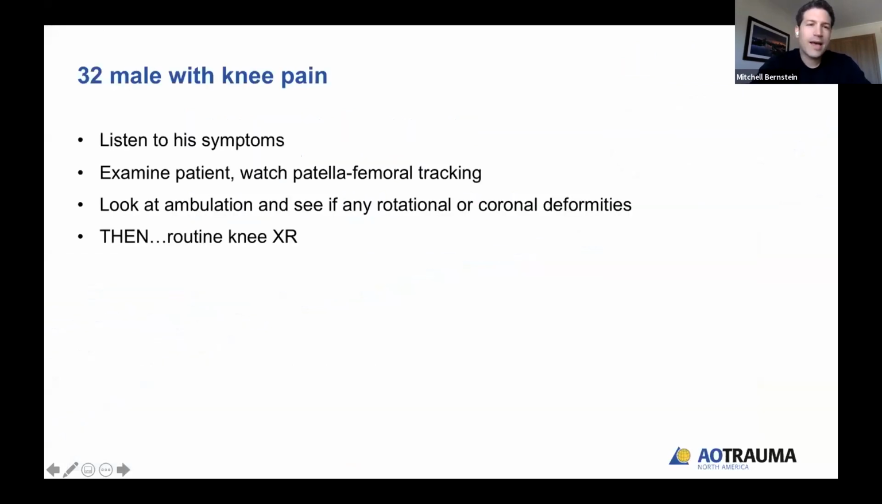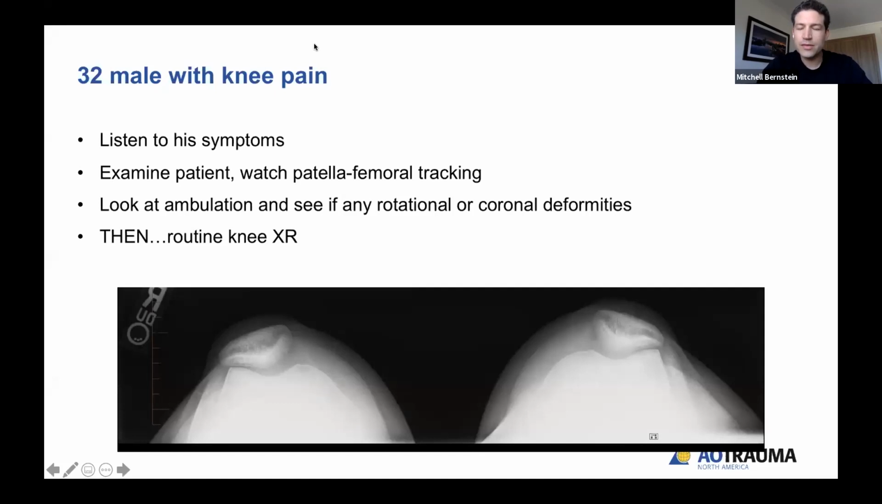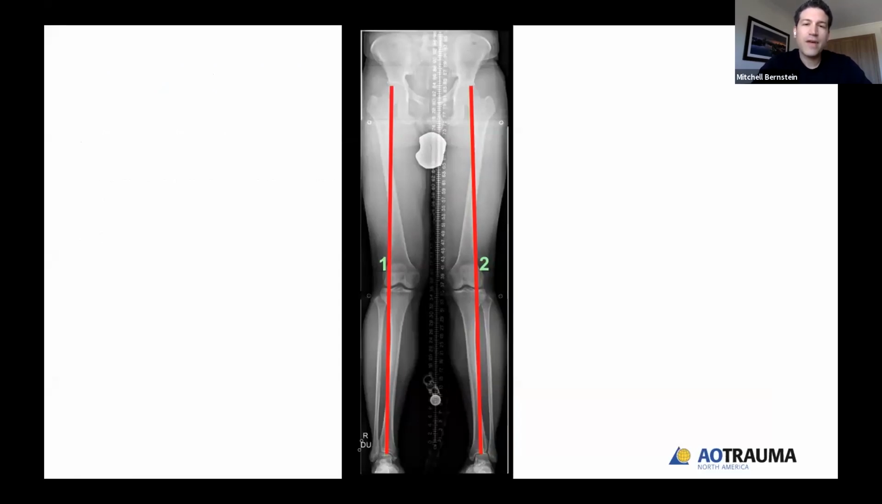So I'll give you an example. I saw a patient a year ago who had knee pain. A lot of us, I'm sure, see patients with knee pain, but I just want to try to stress the cadence of the clinic appointment. So you really got to listen to their symptoms, examine the patient. In this case, the patient had knee pain, obviously a full knee exam, and watch the patella as it tracks, look at them ambulate, and then obviously you're going to get routine knee x-rays. So this patient had patellofemoral maltracking, not too confusing that he had knee pain. Because of his genu valgum, I ordered a standing hip to ankle x-ray, and he had genu valgum.